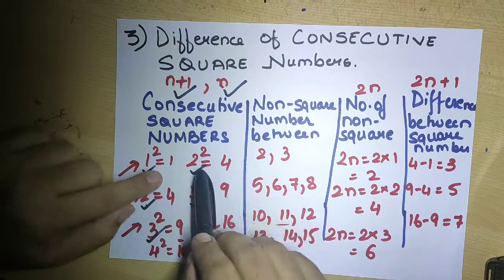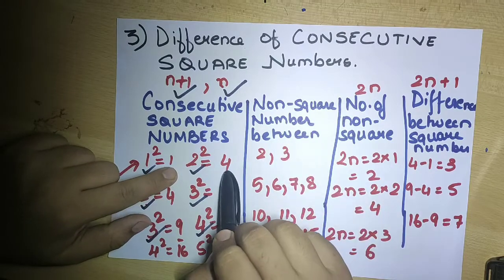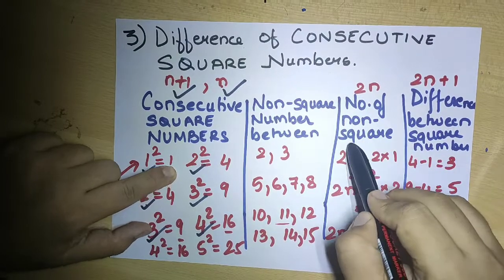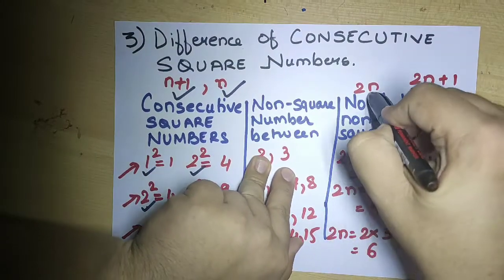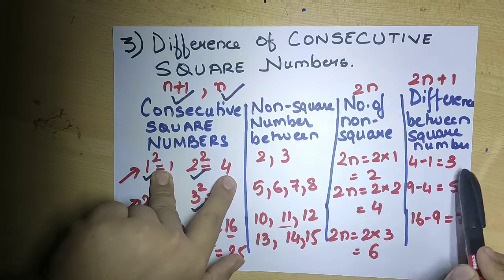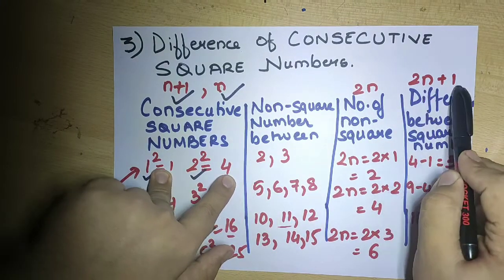In between the square numbers 4 and 1, the in-between numbers are 2 and 3. The number of non-square numbers is 2, but we have the formula 2n. The difference between the square numbers, 4 minus 1, is 3, but we have the formula 2n plus 1.